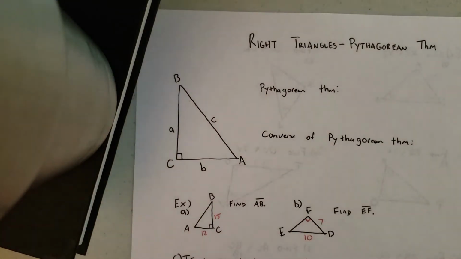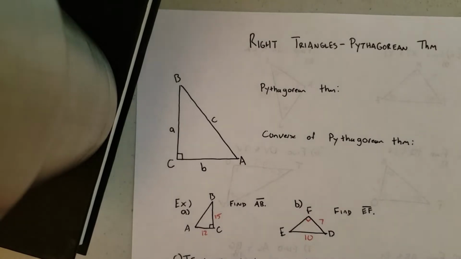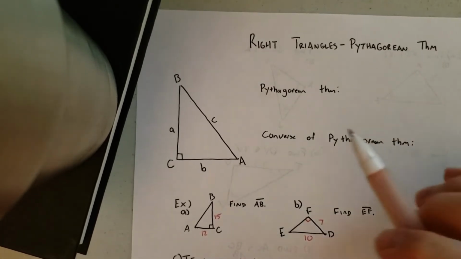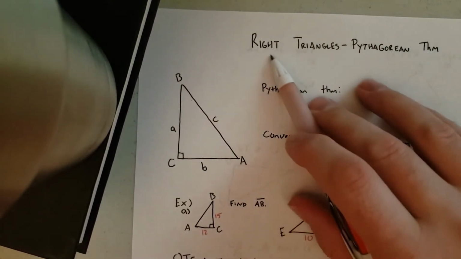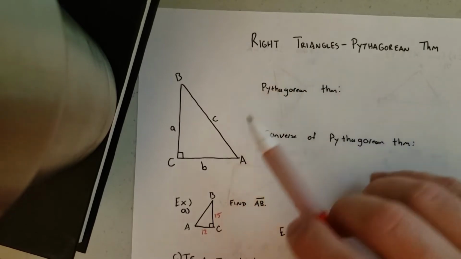Okay, so we're going to go on into our right triangles. We're going to talk about the Pythagorean theorem to start off with, which I know is a concept we've already talked about, so we're just going to review it really quickly. The Pythagorean theorem is only good on, as it says, right triangles.